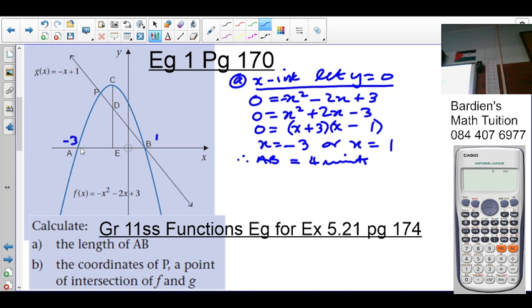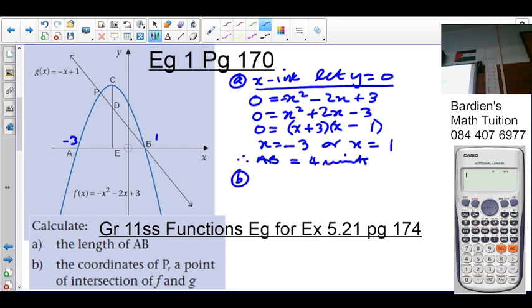Can you see that, people? Do I need to apply the distance formula here? No. The y values are the same. If the y values are the same, you just subtract the 2 x values. If the x values are the same, you just subtract the 2 y values. That's 4 units there. Let's look at B.